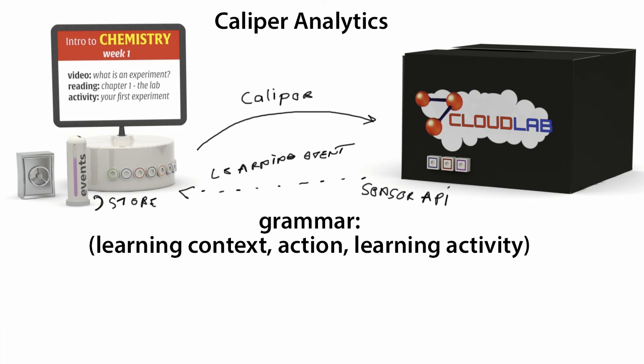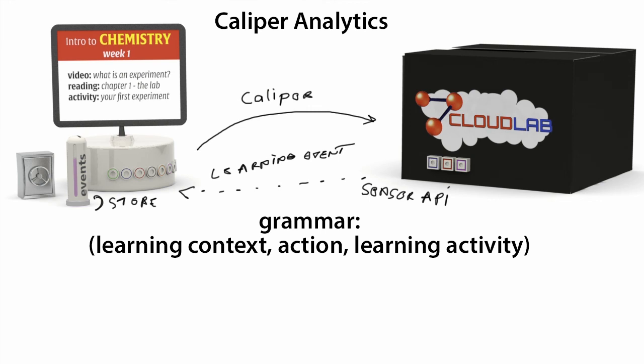So Caliper defines a grammar. It's following a typical triple format where you have a subject, a verb, and an object. So here the subject is a learning context. So what can be a learning context? For example, a learning context can be a student inside a course using a given tool. So that's a learning context.